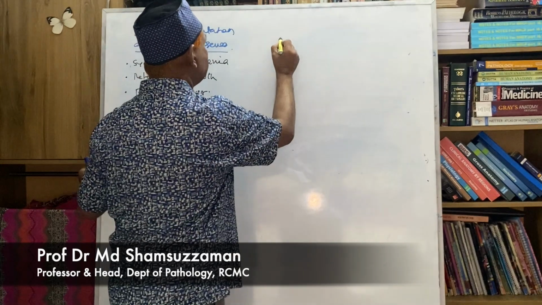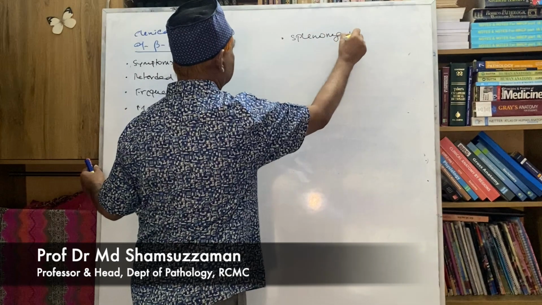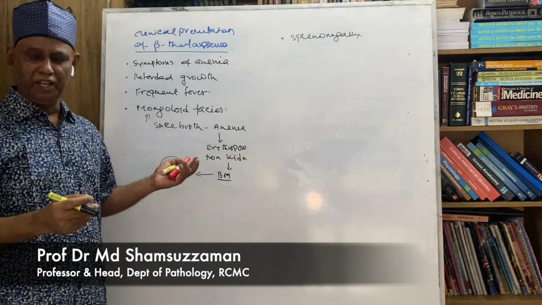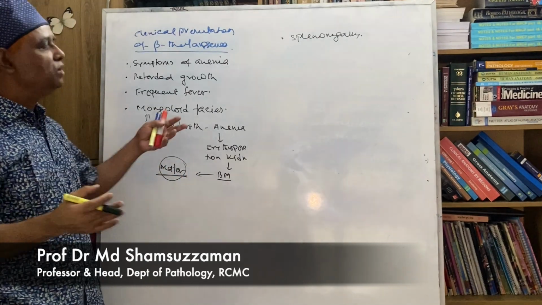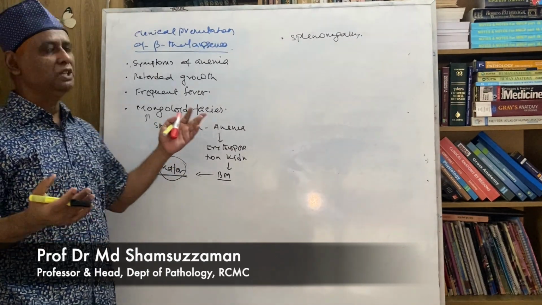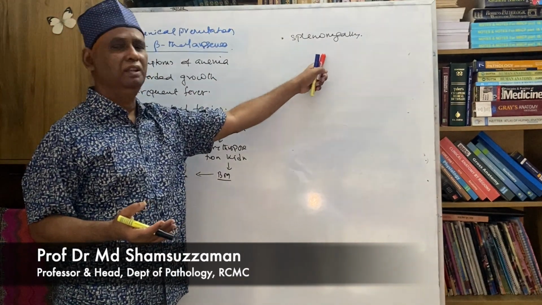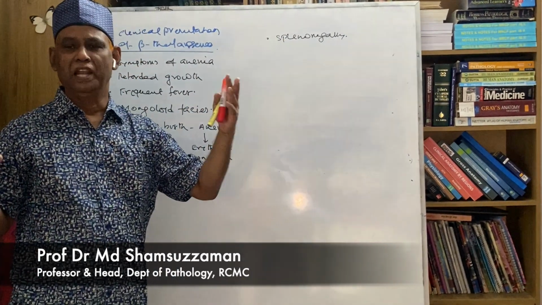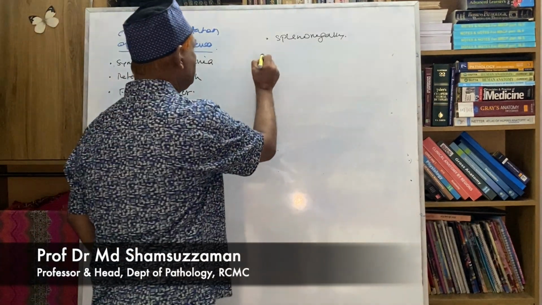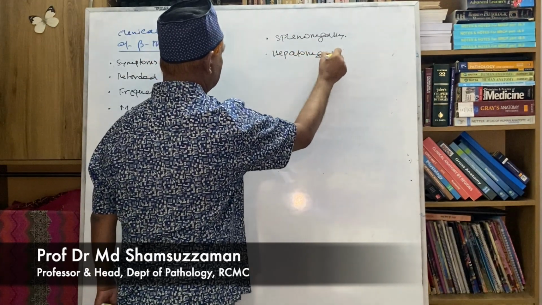The patient may suffer from splenomegaly. Dear audience, you know the RBC after 120 days on average undergo destruction within the spleen, and that is the role of the spleen. So if there is premature massive destruction of red cells since birth, and this destruction occurs in the spleen, the spleen becomes hyperactive, and ultimately there is splenomegaly. Spleen is increased in size. There may be hepatomegaly also.